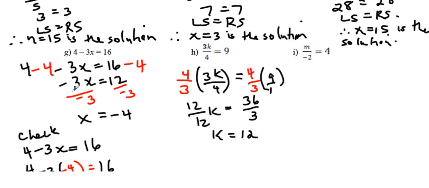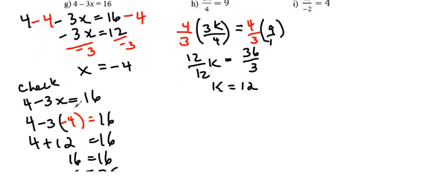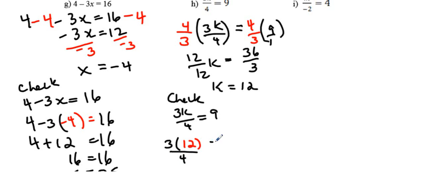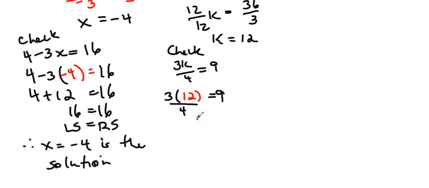So that's one way of doing this one. We can check now to see if we have the correct answer, because this one's tricky. So we start again with 3k over 4 equals 9. And then if k is 12, so it's 3 times 12 all over 4 equals 9. Well, 3 times 12 is 36, and 36 divided by 4 is 9. So 9 does equal 9, and left side equals right side. Therefore, in this case, k equals 12 is the solution. That's a k.